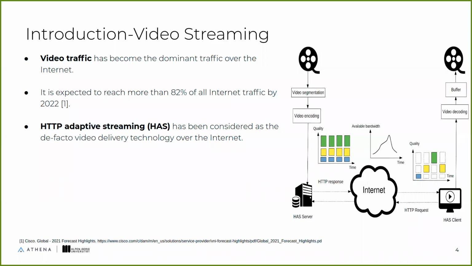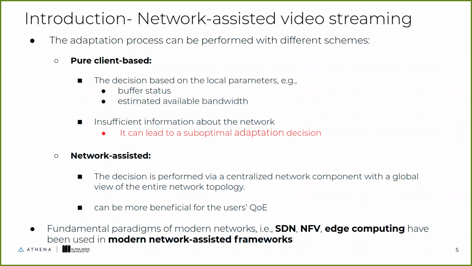As you know, video traffic has become the dominant traffic over the internet, and according to the Cisco VNI report, it is expected to reach more than 82% of all internet traffic by 2021. HTTP adaptive streaming has been considered the de facto video delivery technology over the internet. In this technology, the video segments are encoded in different resolutions or different bitrates and stored in an HTTP server, so the video player adapts the video quality by considering client resources like playout buffer and network condition.